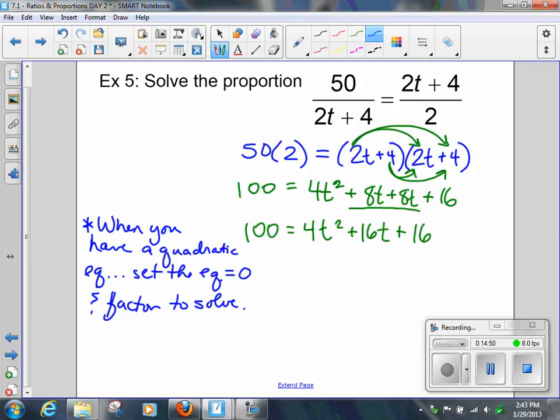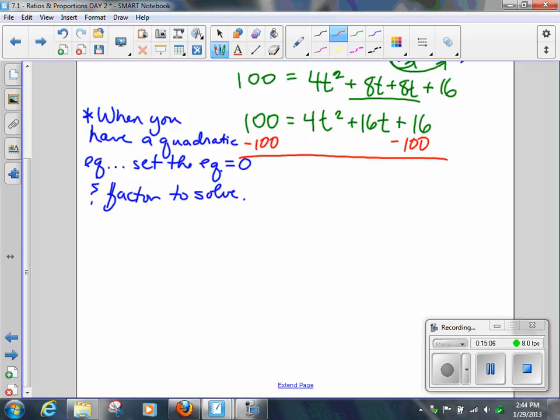Now, I have to set that equation equal to 0. The easiest thing to do is to take 100 and subtract it from both sides. And notice that I'm putting it underneath the 16 because they are like terms. That's going to give me 0 equals 4t squared plus 16t minus 84. Now, that looks weird because my 0 is over there on the left by itself, right? Don't worry about it. I can switch it up if you wanted to, but it's not necessary, okay?